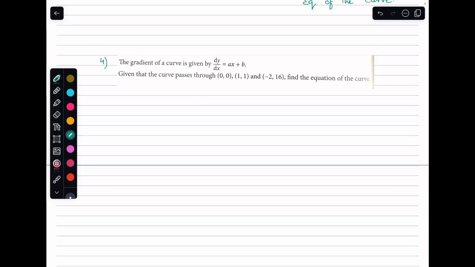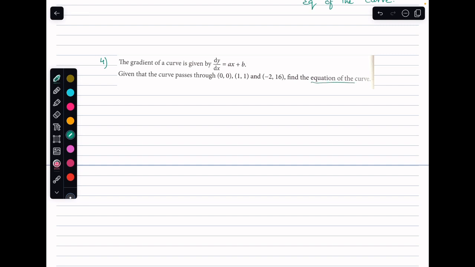Question 4. The gradient of a curve is given by dy by dx equals ax plus b. Given that the curve passes through the 3 points (0, 0), (1, 1), (negative 2, 16), we need to have the equation of the curve.